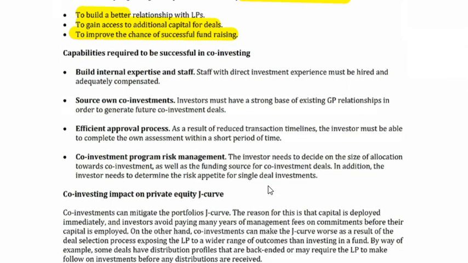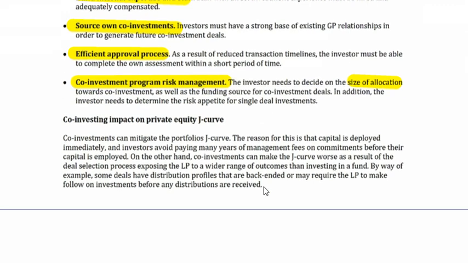Capabilities required to be successful in co-investing. You need to build internal expertise and staff. You need to source your own co-investments. Efficient approval process. Try and get the process streamlined and not to delay too long. Co-investment program risk management. They need to manage the risk by deciding on things like the size of the allocation towards co-investment, where the sources will come from, etc. What impact does co-investing have on the J curve?